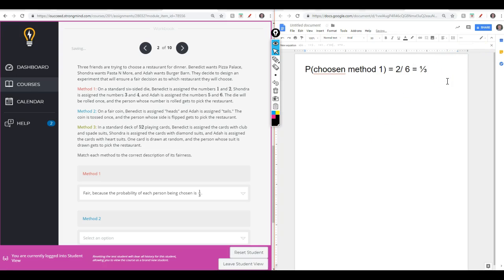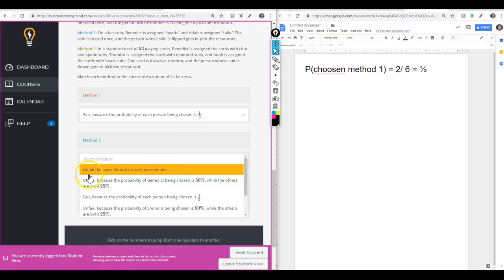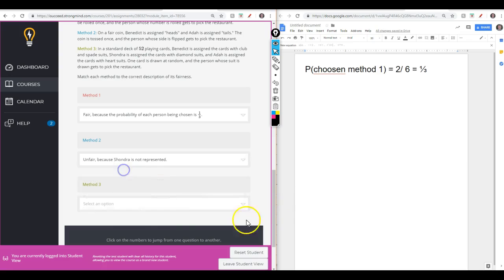So method 2, on a fair coin, Benedict is assigned heads and Ada is assigned tails. There's no representation of Chandra, so that's not fair. So unfair because Chandra is not represented.